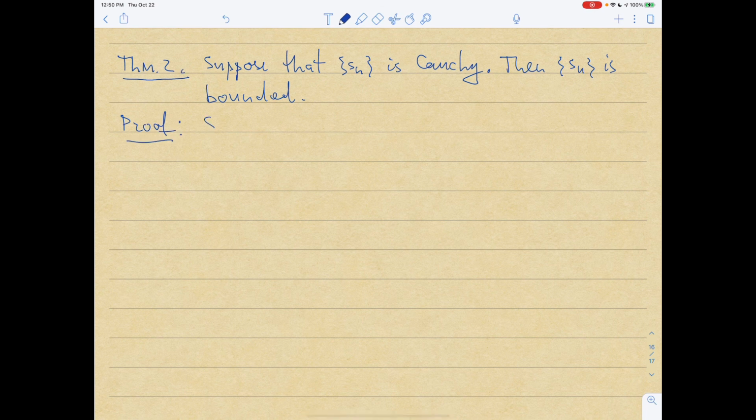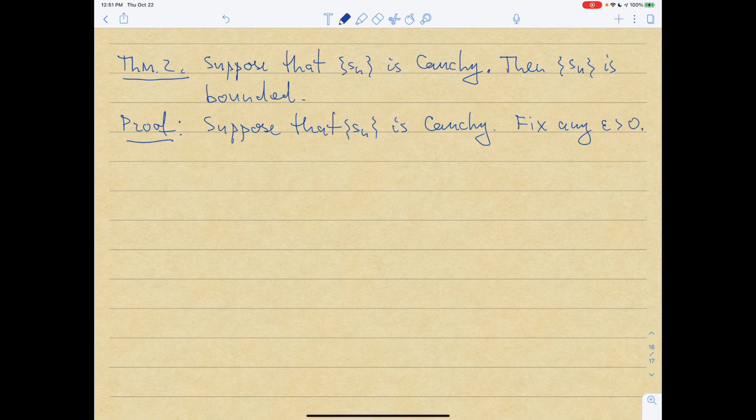All right, so let's suppose that Sn is Cauchy. And I'm going to fix any epsilon greater than 0. So I'm going to choose epsilon and fix it to be some number. I can fix it 1, I can fix it to be 3.1, whatever, right? So use your favorite number and fix it as epsilon.